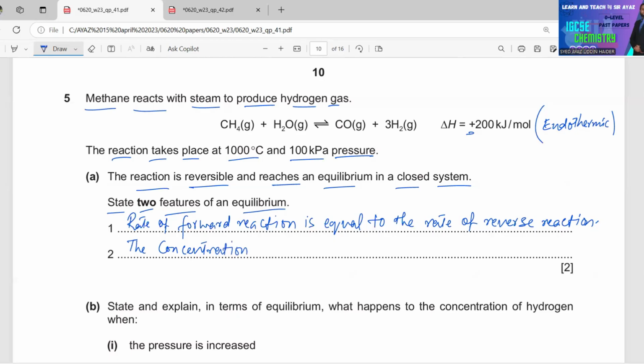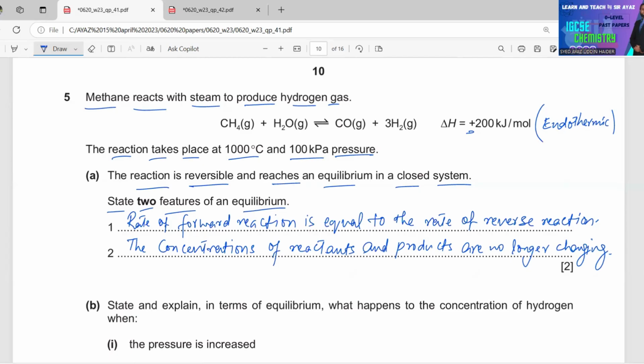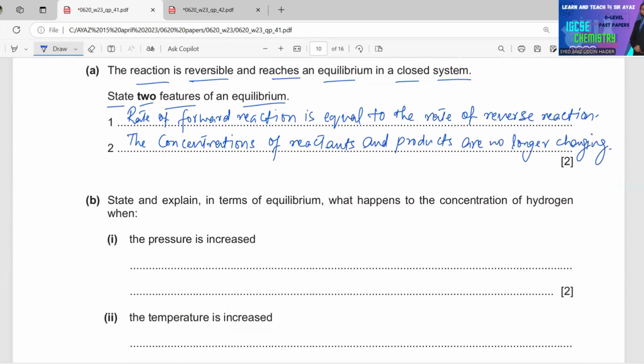The concentrations of reactants and products are no longer changing. Be careful with the line. You must have your answer in the line provided to you.